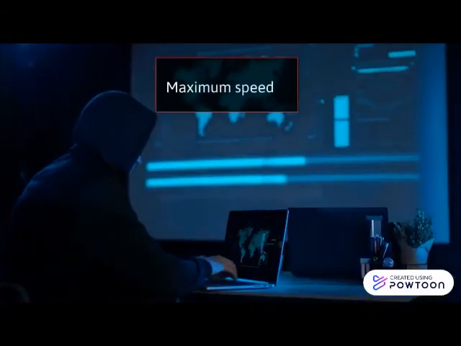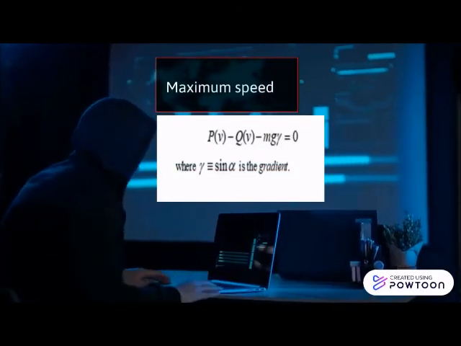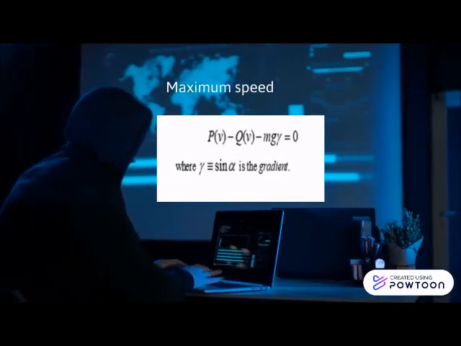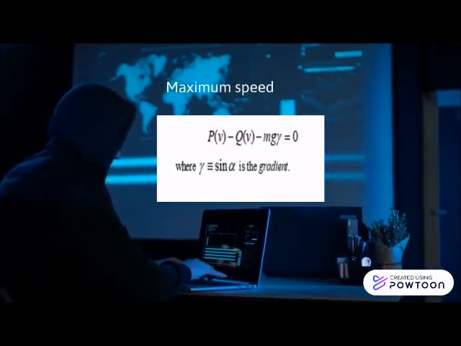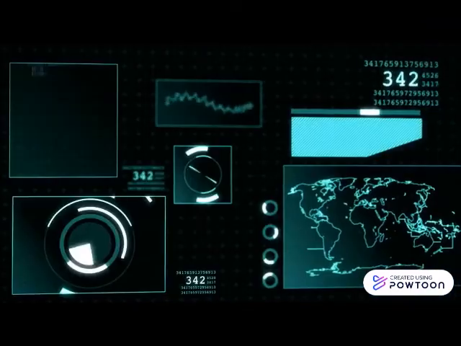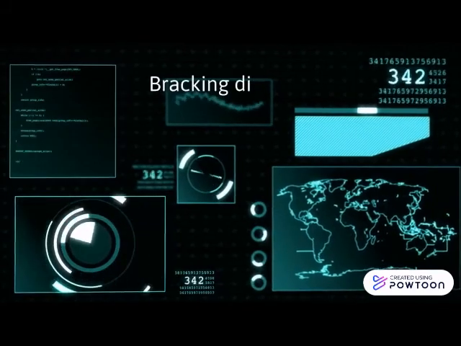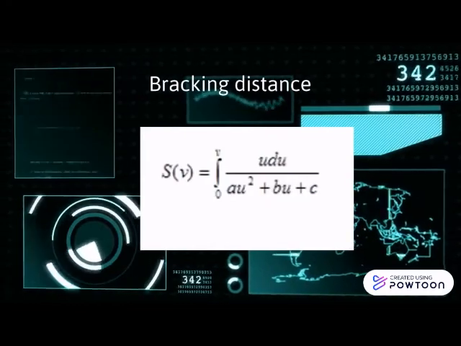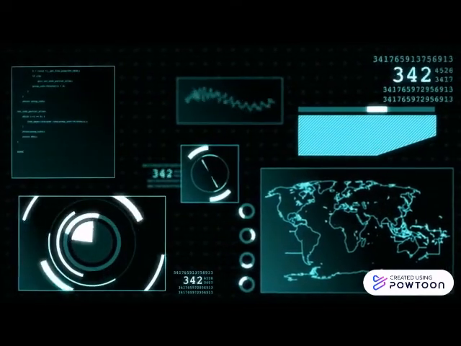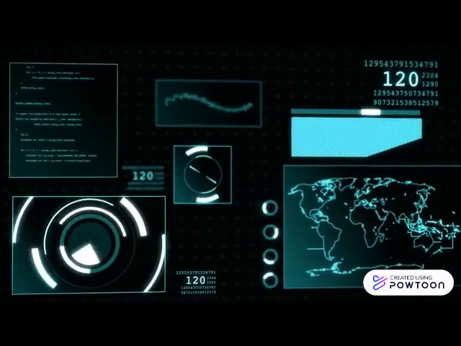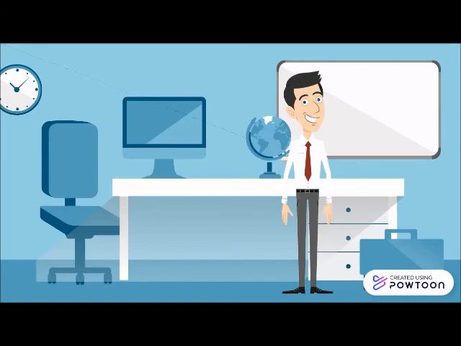For the speed formula, we also need the tractive effort and the drag values to find the maximum speed. Beta is equal to sin alpha, which is equal to the gradient. We need to find the braking distance to measure the distance of the braking. That's all on how to calculate the braking system. Thank you very much.